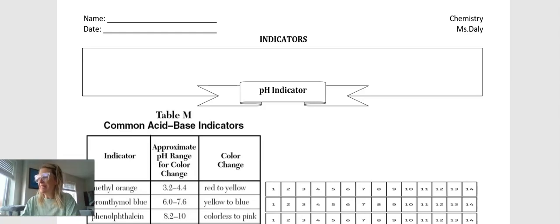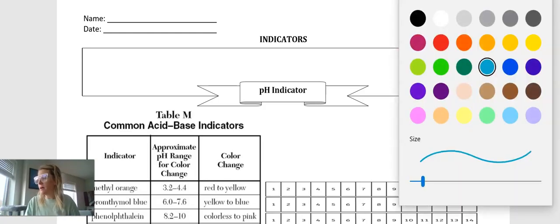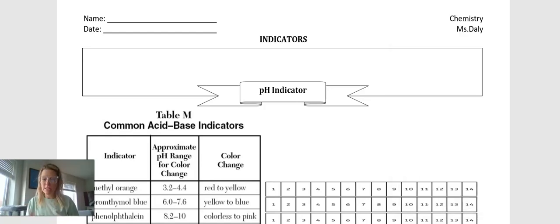So what exactly is a pH indicator? You guys may have used pH indicators at home. I know growing up, my parents had a swimming pool in the backyard, so we did use indicators to test the pH levels of the pool.